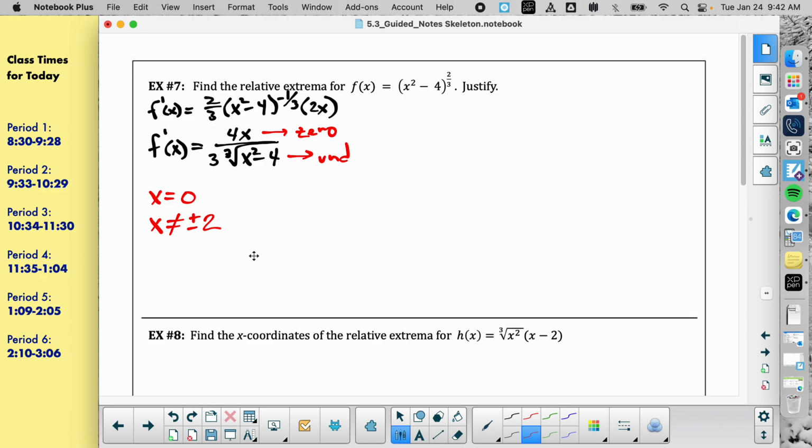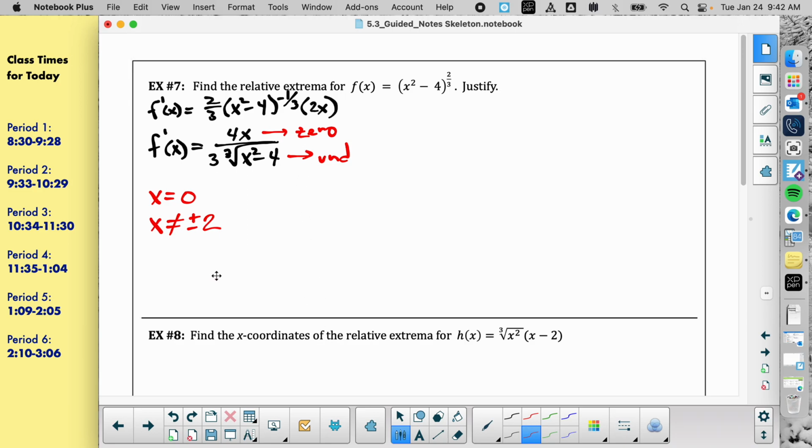Patrick, what's a critical value or critical number? A number that's like 0 or undefined, or when the derivative is 0 or undefined. Perfect. It's when the derivative is equal to 0 or undefined. Okay, nice. So that's what we just found.